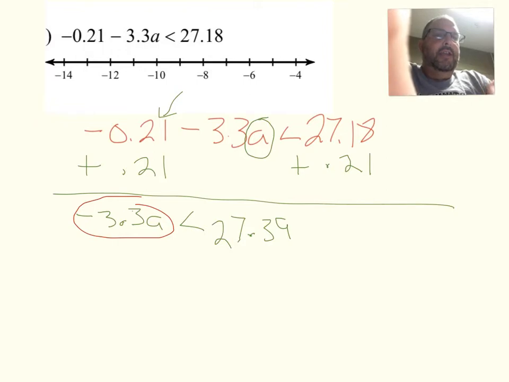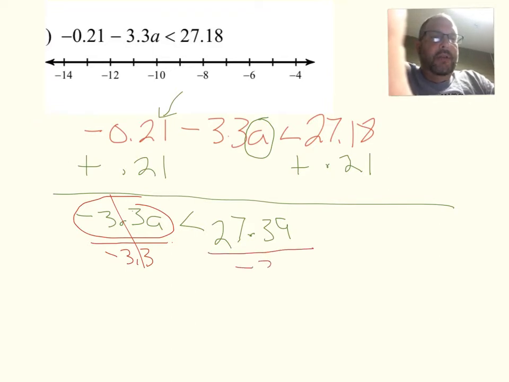All right, our last step then is to take a look at this. -3.3 in front of the a, that means multiplication. The opposite of multiplication is division. So I am going to divide this side by -3.3. That'll make that go away. On the right hand side, I'm also going to divide by -3.3.